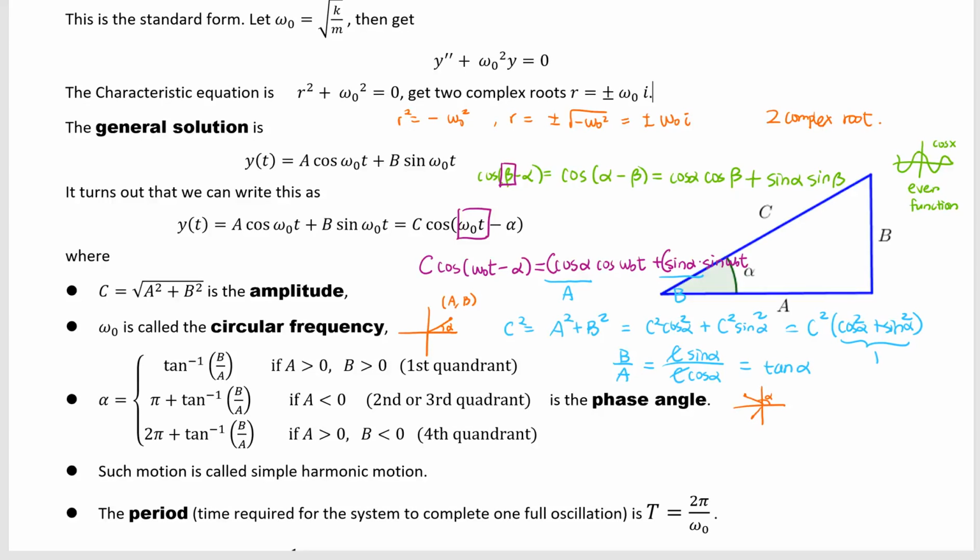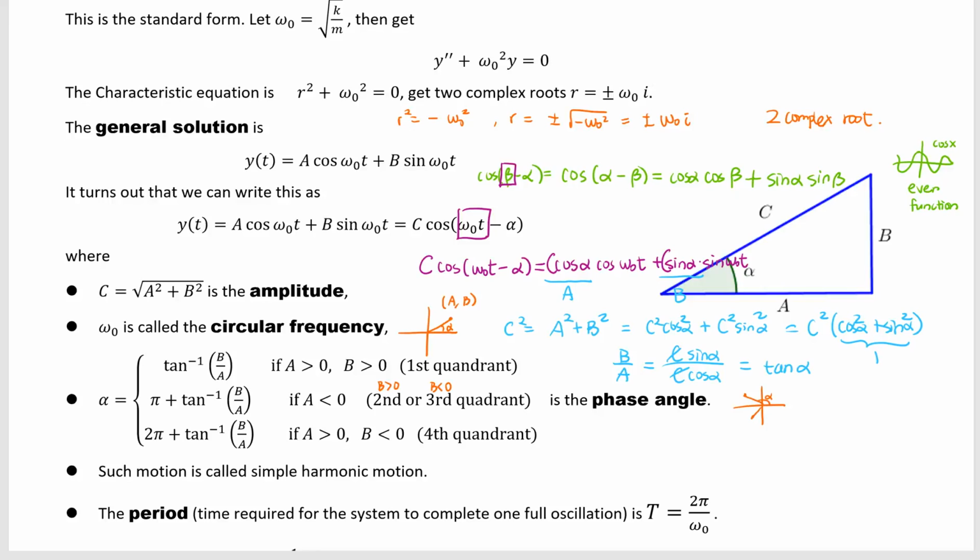the x-coordinate, your A is negative. Okay, if your B is positive, then you're in the second quadrant. So second quadrant is when B is positive, third quadrant is when B is negative. So both A and B are negative, then the point is in the third quadrant. Then angle alpha equals to pi plus arctangent of B over A.